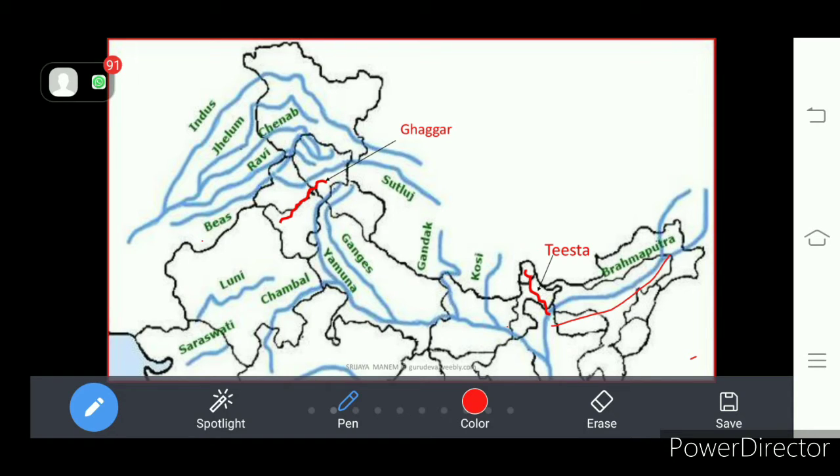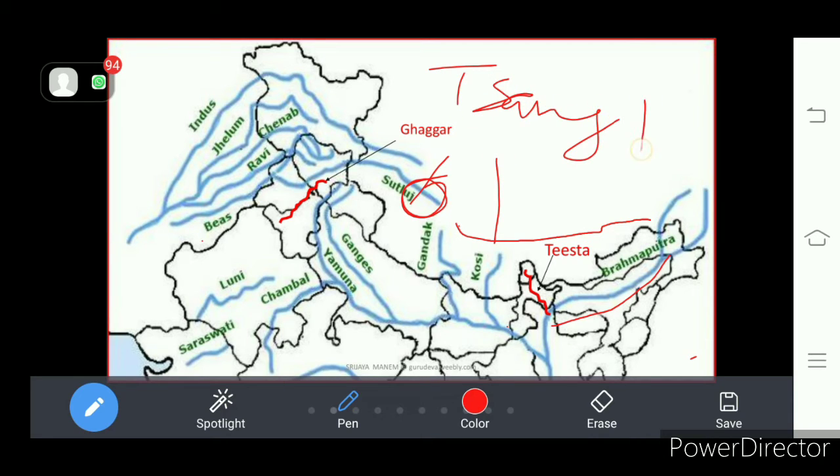Okay, from where it flows? From Manas Sarovar Lake, which is in Tibet. This is Manas Sarovar Lake. From this, river Brahmaputra starts flowing towards east. So in Tibet it is called Sangpo. So we should not write river Brahmaputra here. In Assam we should write it.